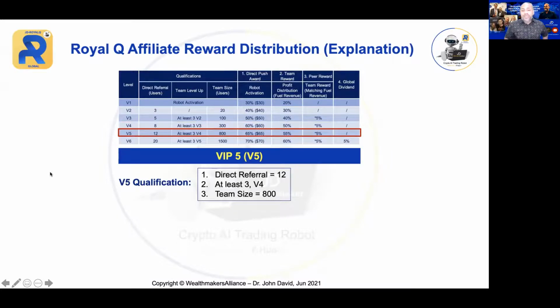Thereafter, you rank up to become VIP 5. The qualification is that you need to have 12 directs. You were already at 8 earlier, so now you need another 3 more to become 12. And you at least need 3 V4 under you.